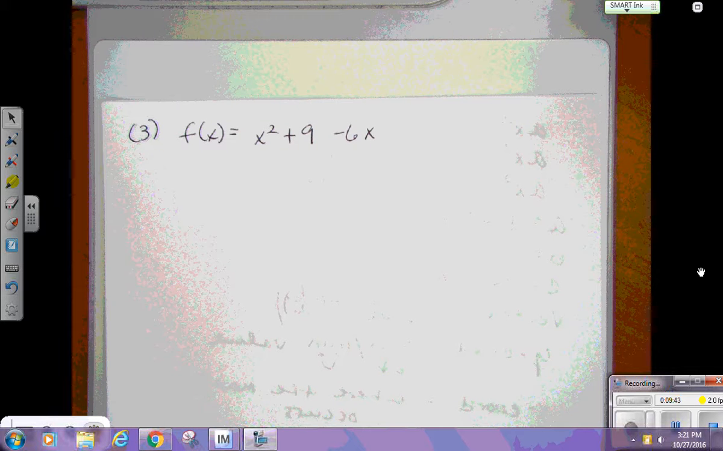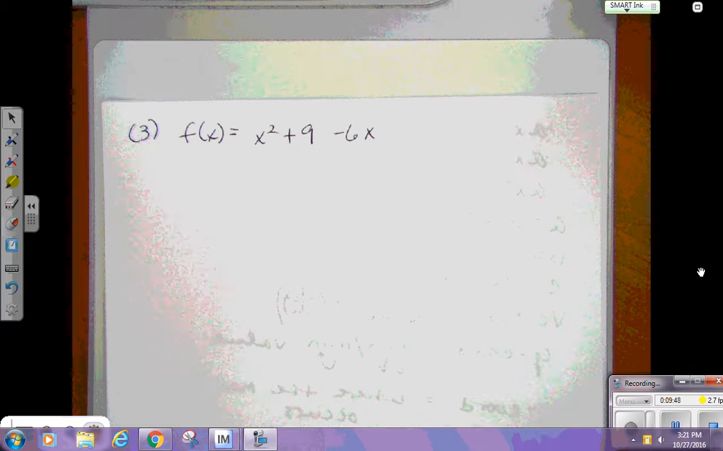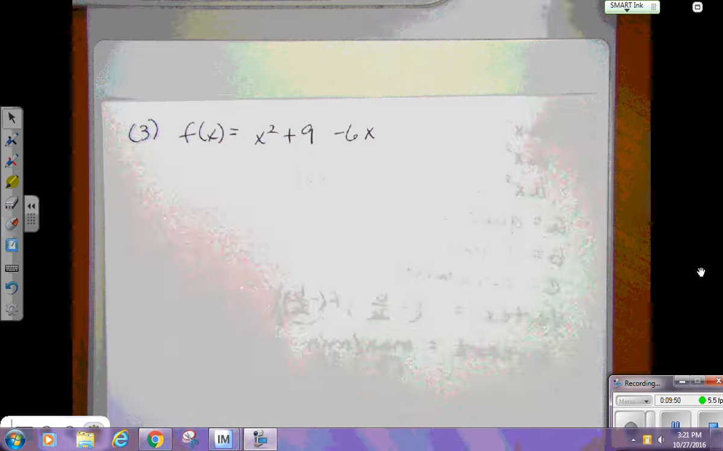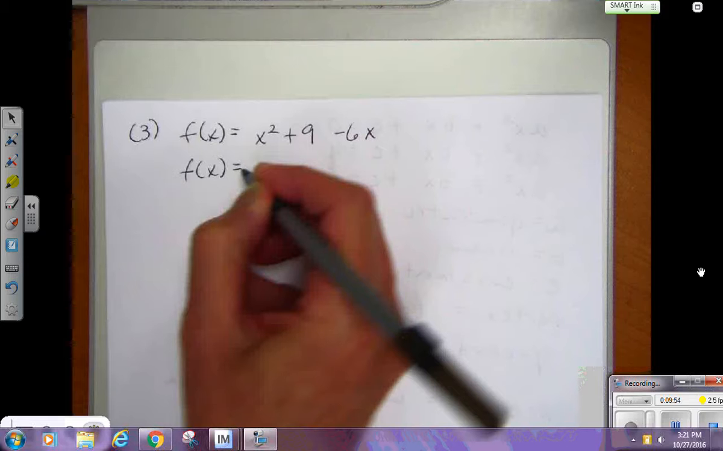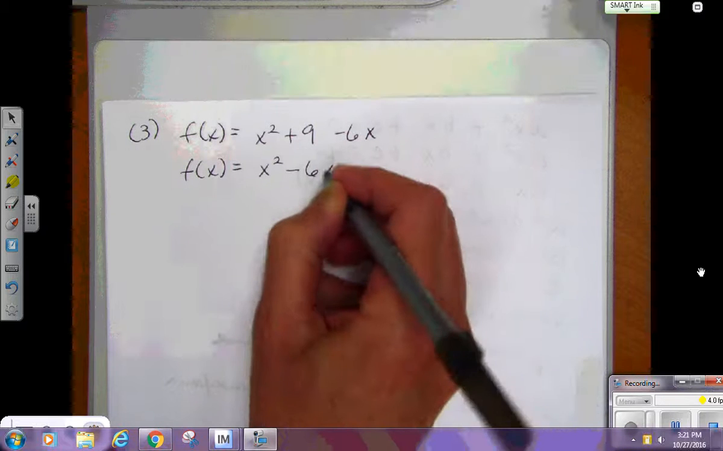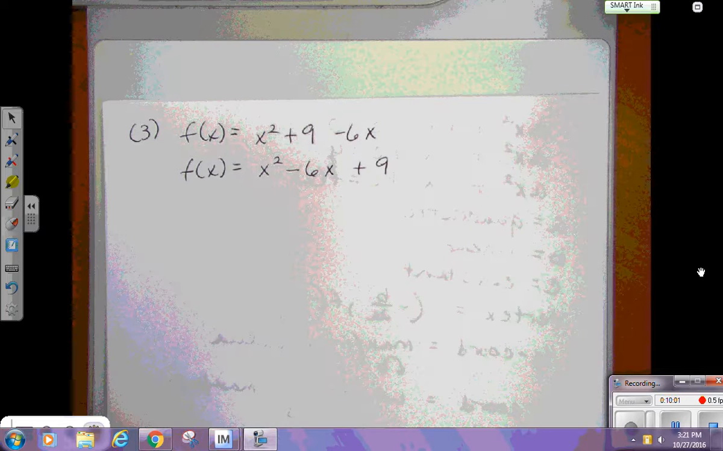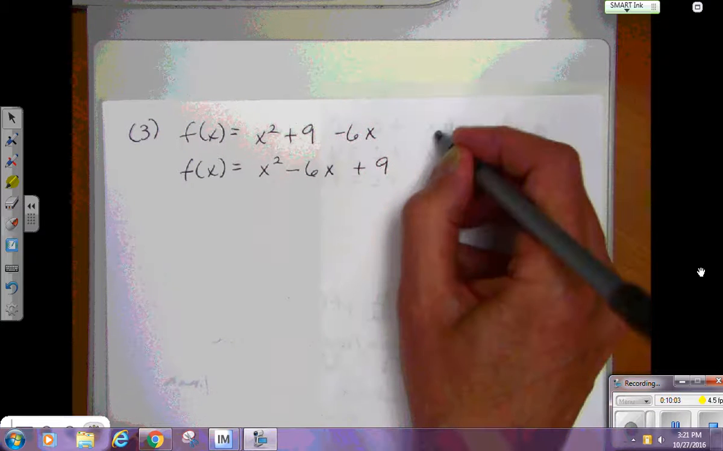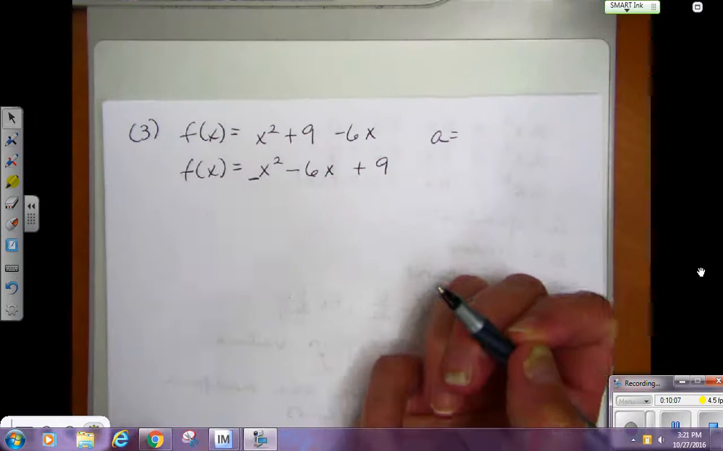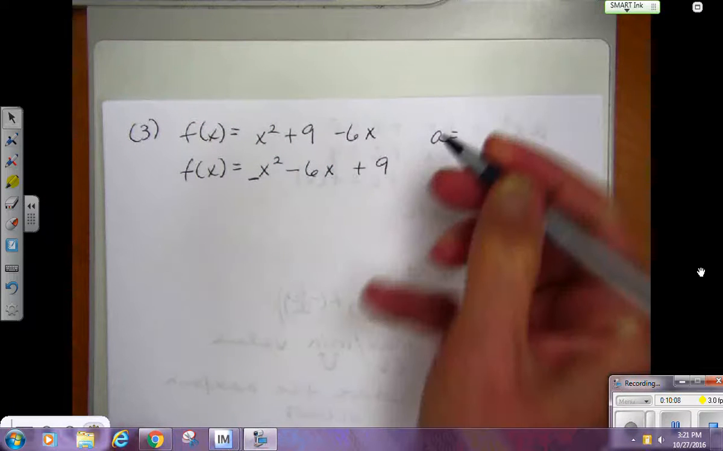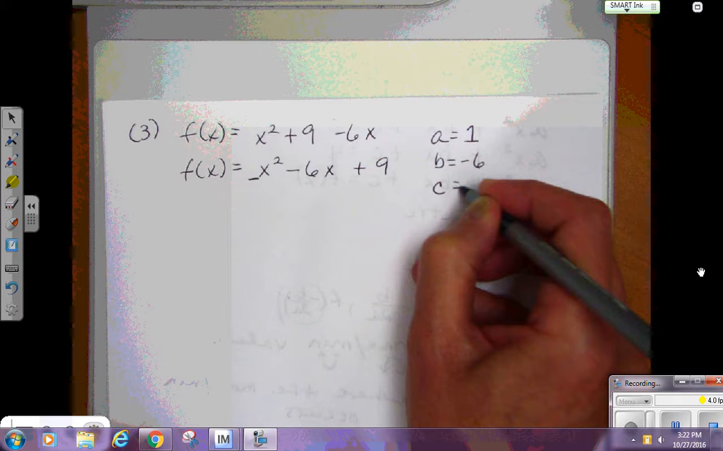First of all, before you start, you want to rearrange the equation so it's in the right order. Right now, it's out of order. So I want to have my squared term first, my linear term second, and the constant last. Okay, so I'm going to define A, B, and C. In this problem, A is going to be a positive 1. There's not a number written in front of the x squared, so it's understood to be a 1. B is negative 6, and C is 9.